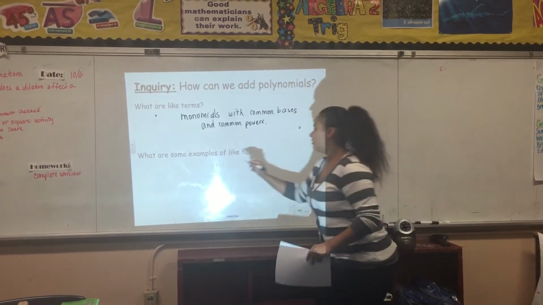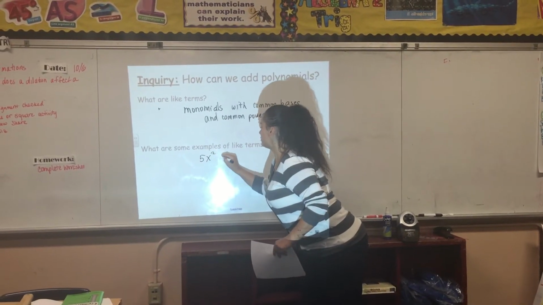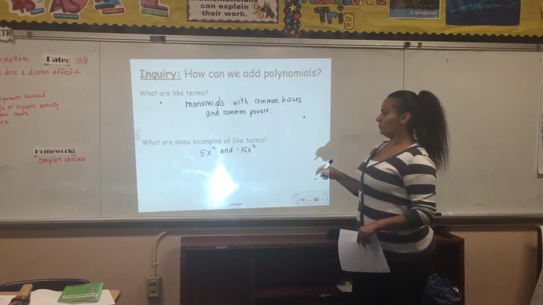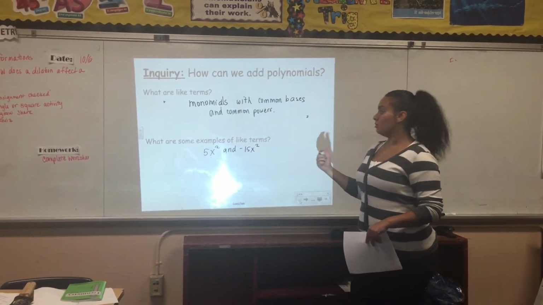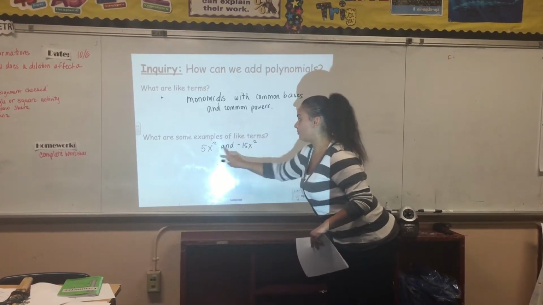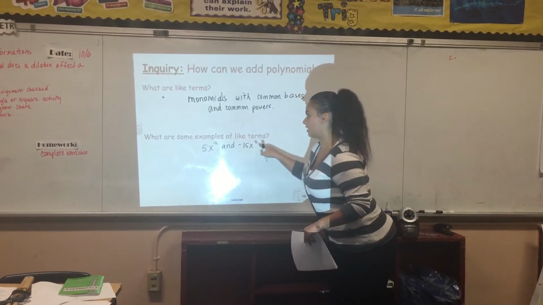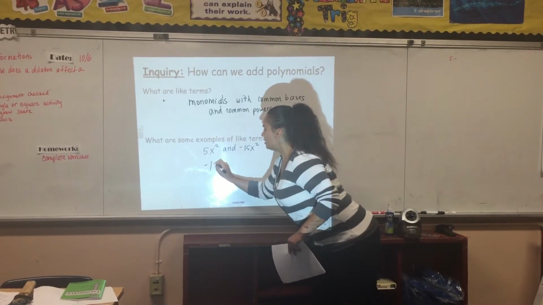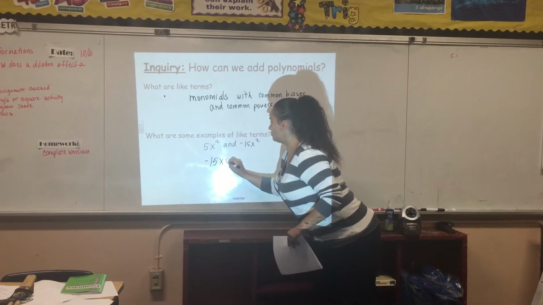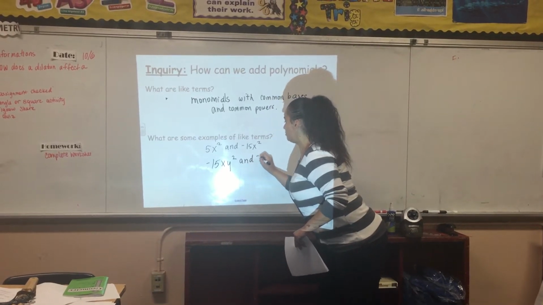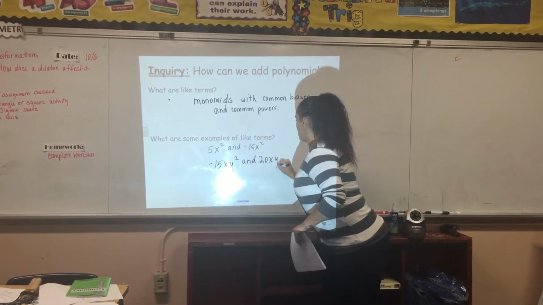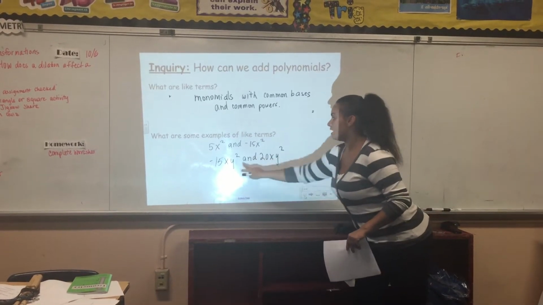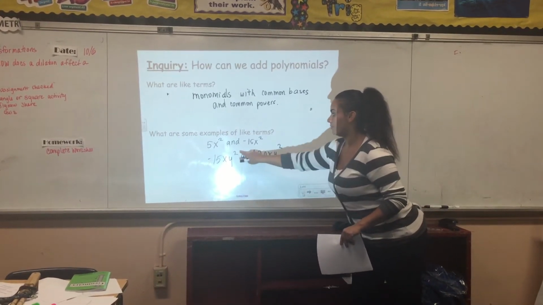For example, 5x squared and negative 15x squared are monomials and they're like terms. Why? Because the bases are the same, x and x, and the powers are the same, 2 and 2. Let's give one more example. Negative 15xy squared and 20xy squared. Notice again, the bases are the same and the powers are the same.